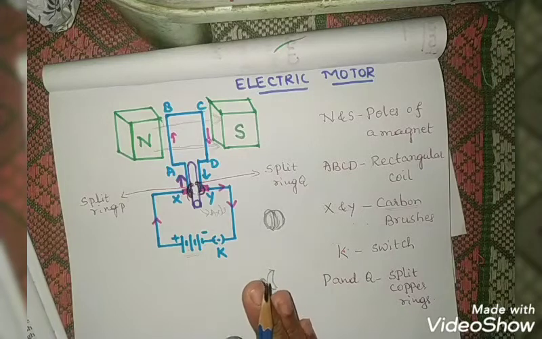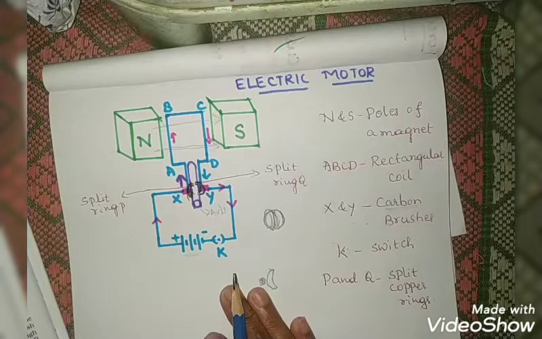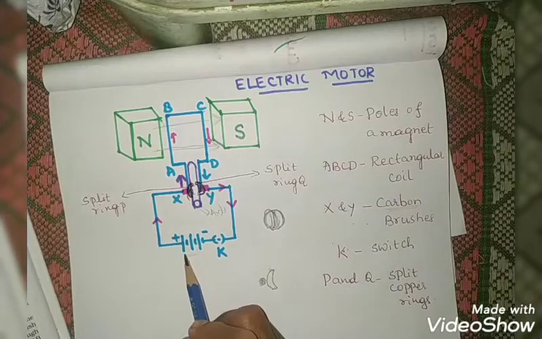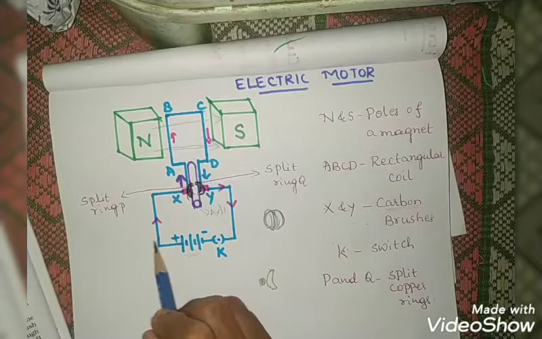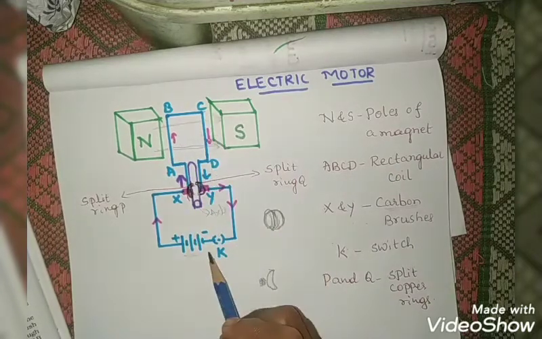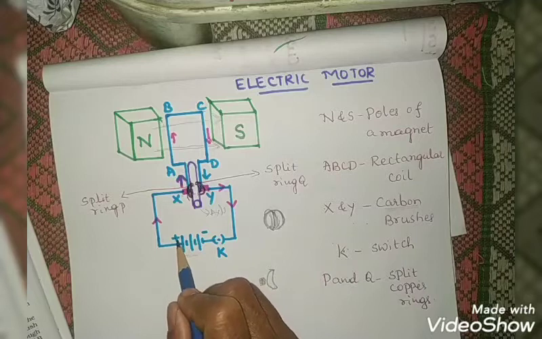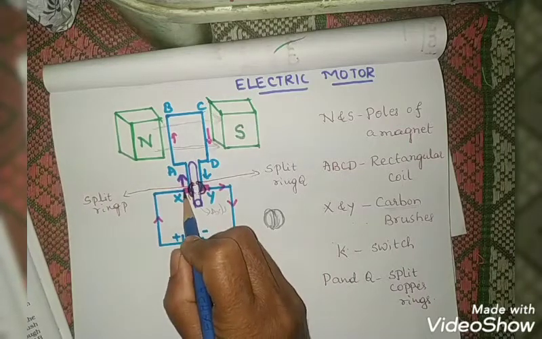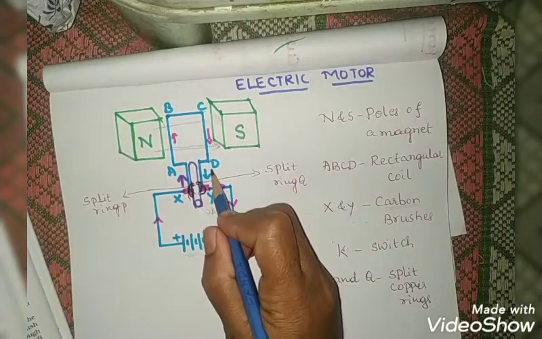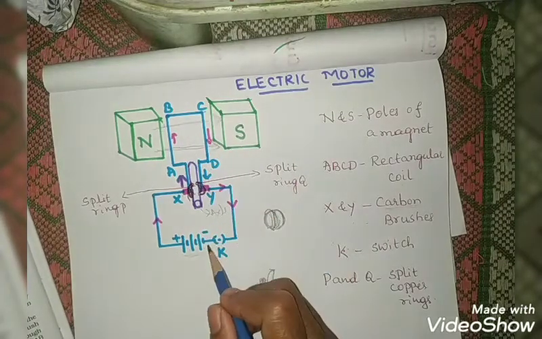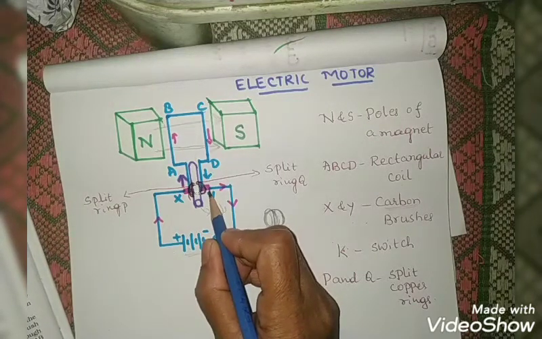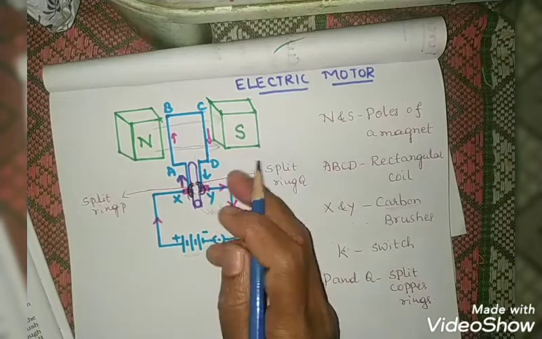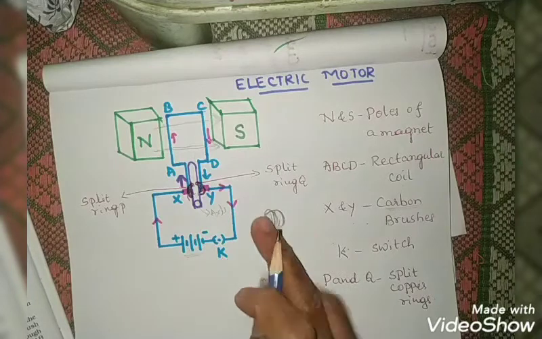Okay, how it works, that is important now. See, as we know, in the battery, the current conventionally flows from the positive terminal to the negative terminal. Am I right? In the beginning, it starts flowing from the positive terminal, makes contact with X and flows through ABCD, and then comes to the negative terminal, right? So it comes in contact with Y, the conducting brush, and flows back to the battery through brush Y.